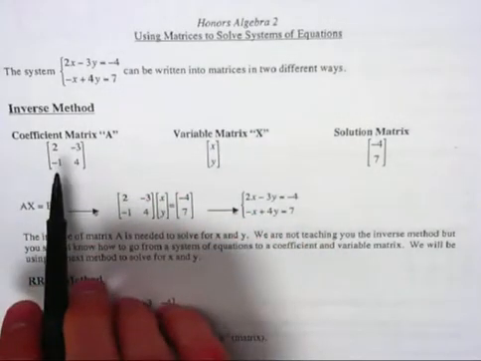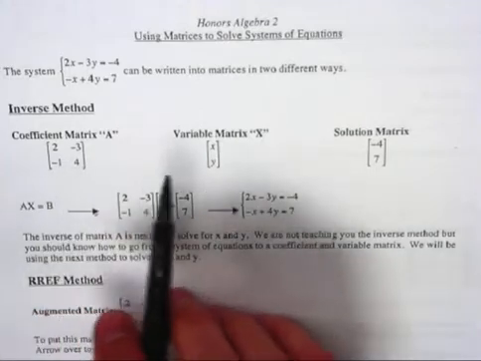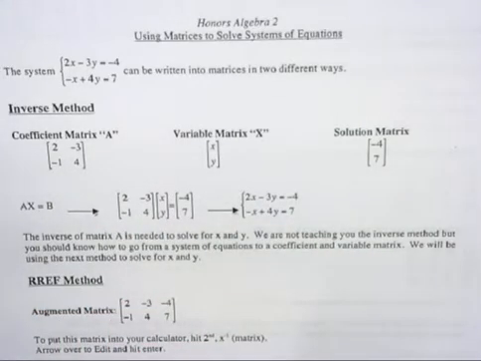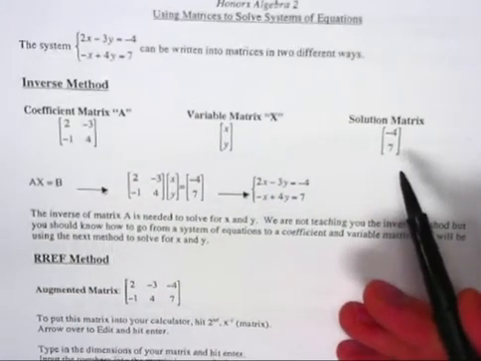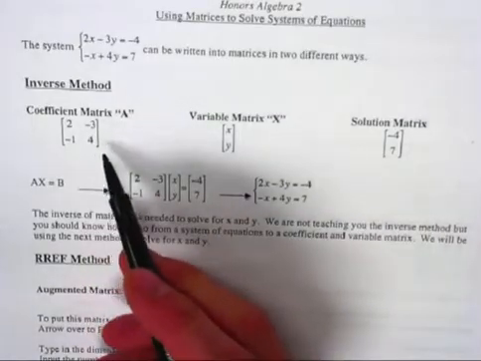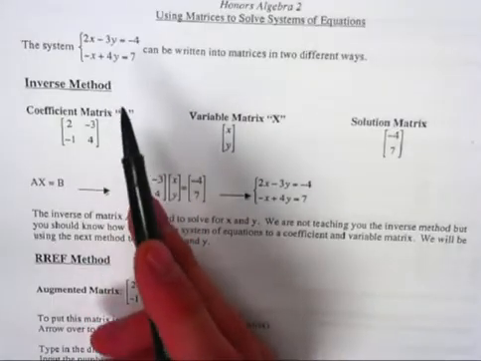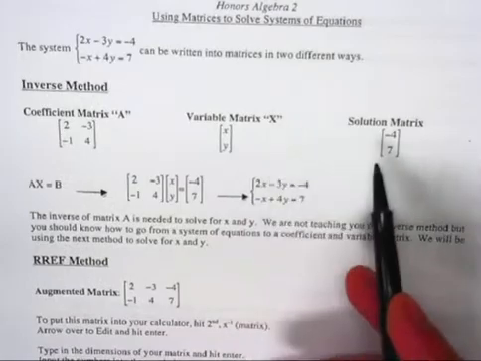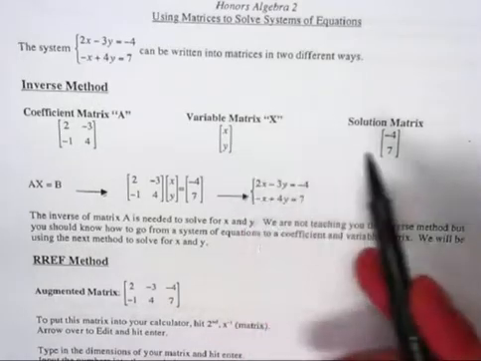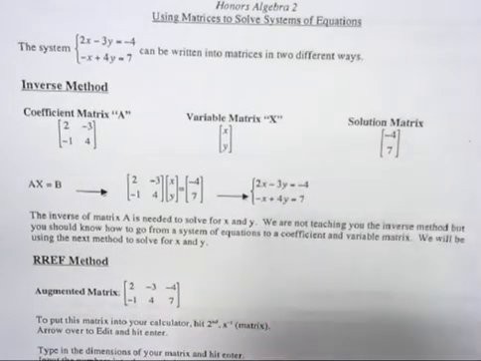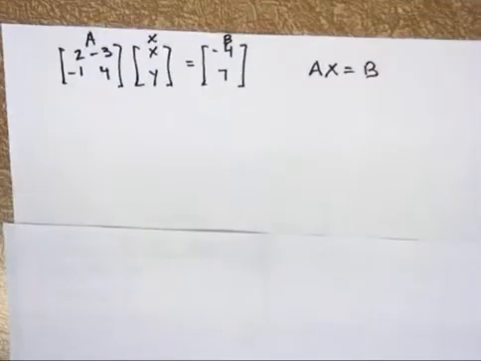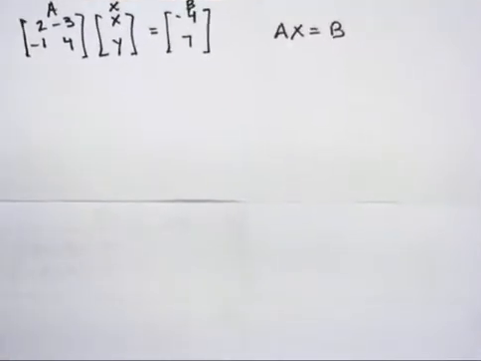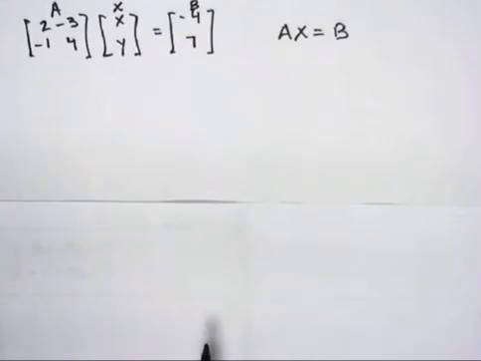And so the inverse method would be able to set up a coefficient matrix and a variable matrix. And then you have your solution matrix. So the coefficients is literally just the coefficients of your x and y. And then you have your variable matrix, which is x and y vertically, and the solution matrix also vertically, negative 4, 7. So now, why that works is because as you're doing your matrix multiplication, you remember that you go across the row and then down the column.